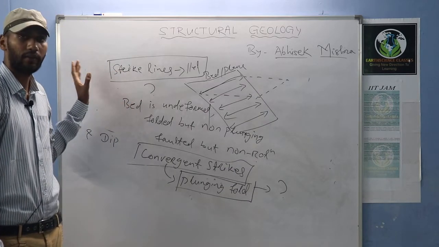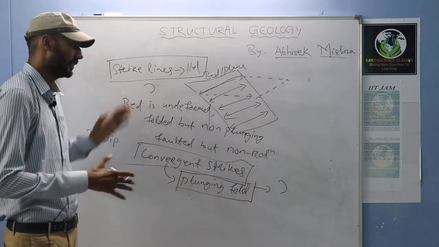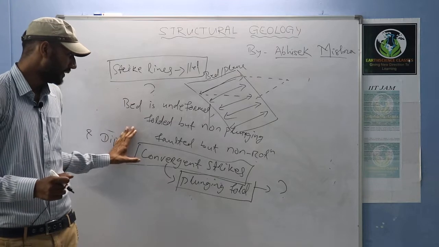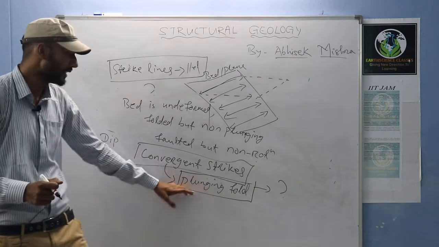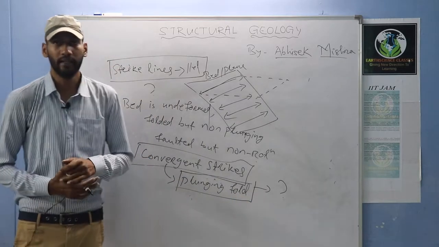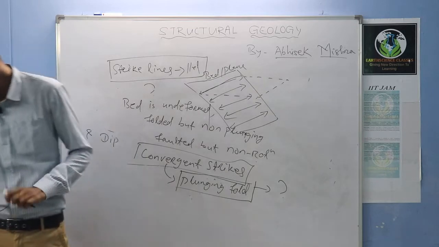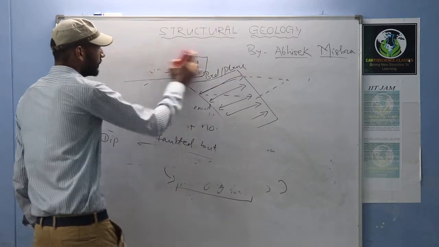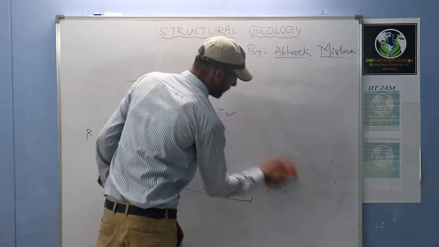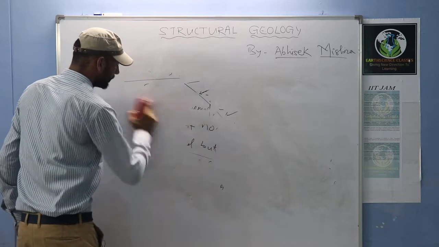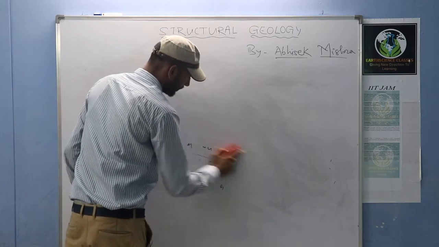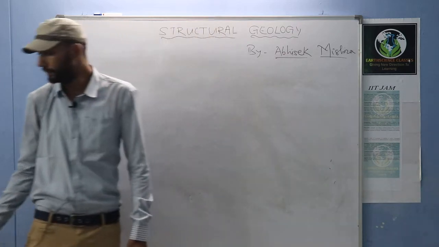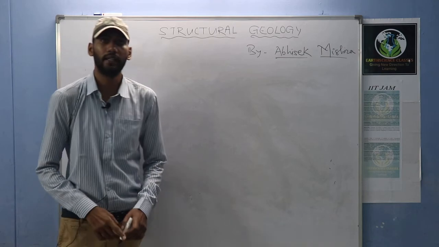Previously I had to tell you first about strike value while discussing maps, and then whether the strike lines are always parallel. I have already answered that: we will get convergent strikes for a plunging fold. What a plunging fold is, I will show you while teaching folds. Now let's go to dip. Just remember these questions. We'll continue with dip next.